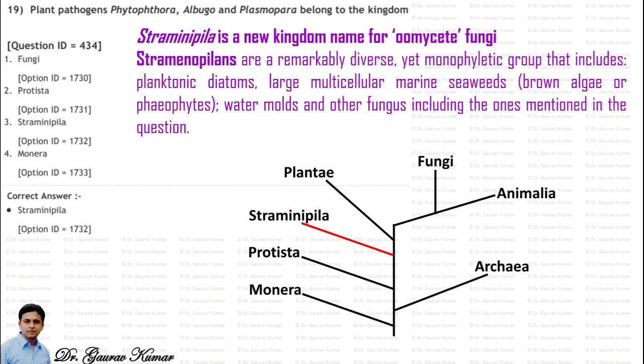According to new phylogenetic studies, they have shown a new kingdom, Stramenopila. So apart from the kingdoms Monera, Protista, Plantae, Fungi and Animalia, and the objectionable Archaea, a separate kingdom which generally originates from between Monera and Protista, there is another inclusion of a separate kingdom nowadays called Stramenopila, although there are various schools of thought, some supporting this and some not. We won't go into details of that. So the answer for this question is that the plant pathogens Phytophthora, Albugo and Plasmopara belong to the kingdom Stramenopila.